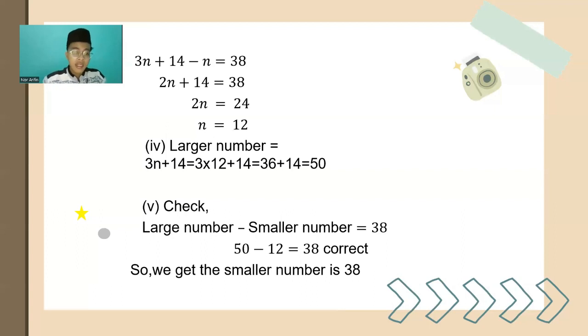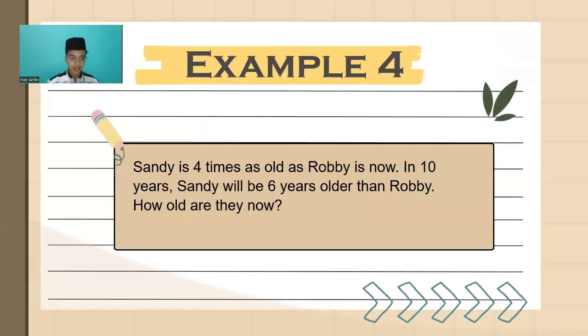So we check that the larger number minus the smaller number is 38. We know the larger number is 50 and the smaller number is 12. 50 minus 12 is 38. That's correct. Next.